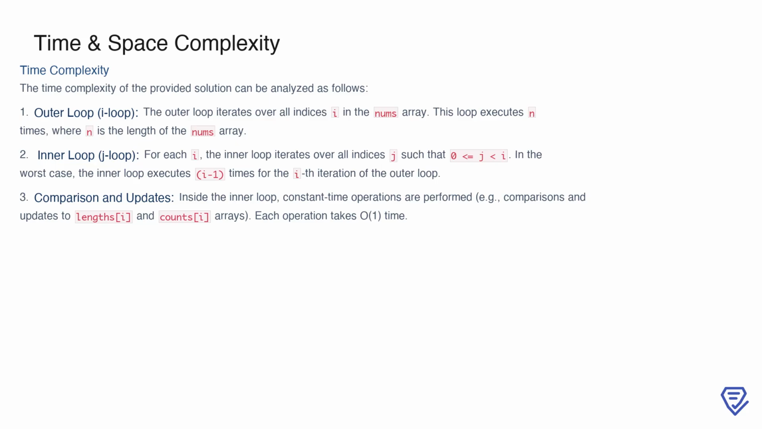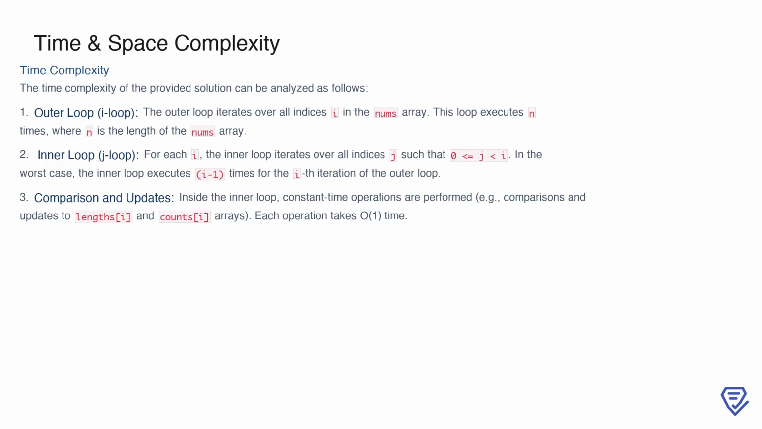To analyze the time complexity of the solution, we start by examining the structure of the loops. The outer loop, referred to as the i loop, iterates through every index in the input array nums. Since this loop processes each of the n elements exactly once, it contributes n iterations. Inside this outer loop, we have an inner loop, known as the j loop, which evaluates all indices j that are less than the current index i.